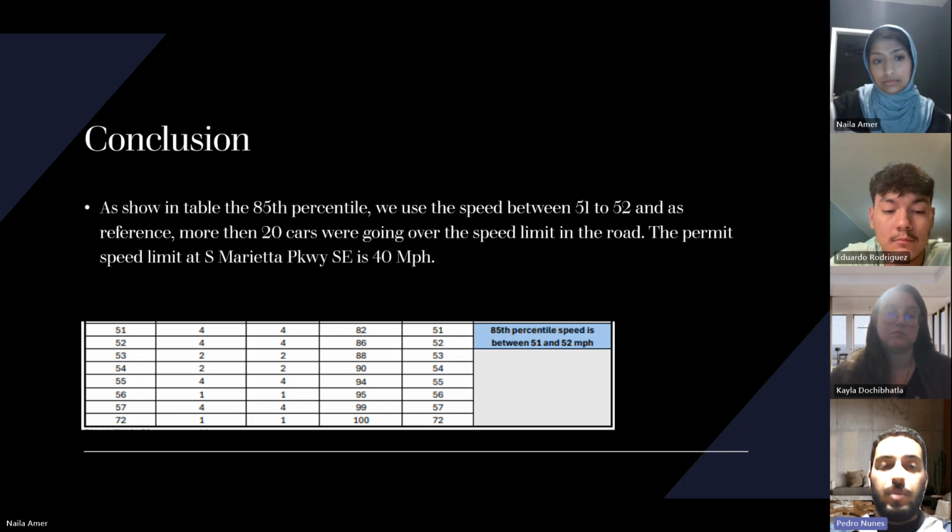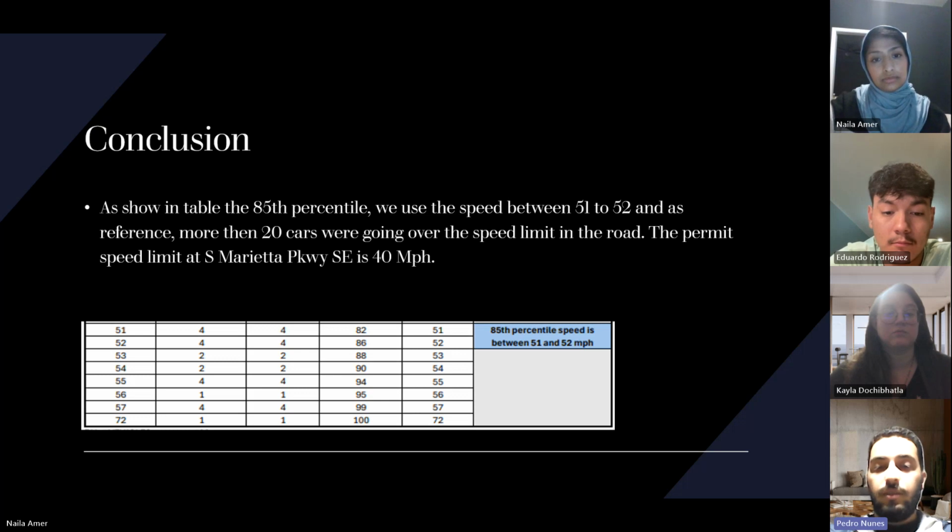We recommend that the speed study be conducted over a longer length of time, along with different segments of the roadway, to determine whether any additional measures need to be taken regarding the speed limit. As you can see, as the reference, we used the notes the professor provided us to calculate the speed and how to get the distance.